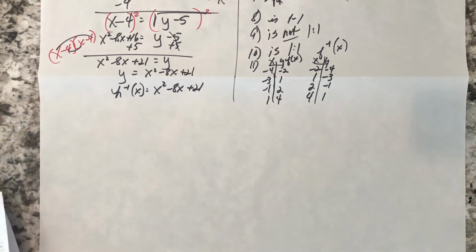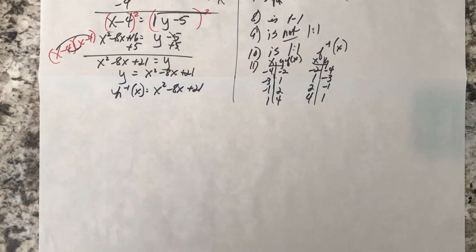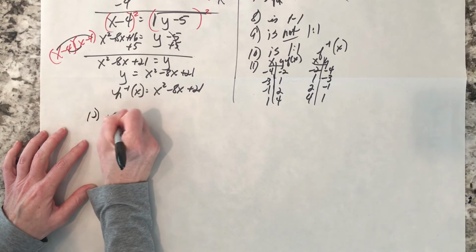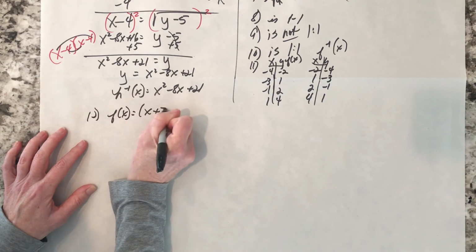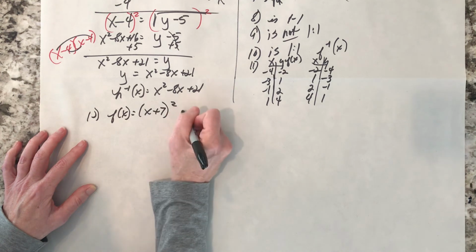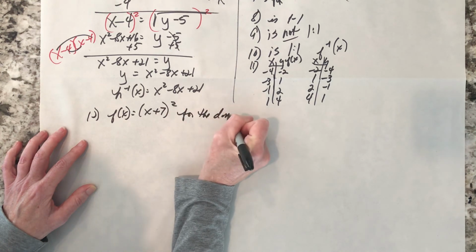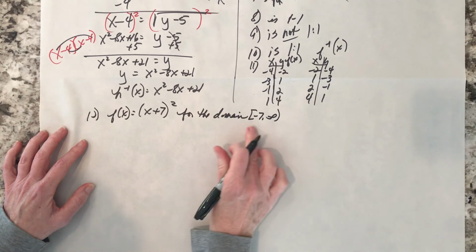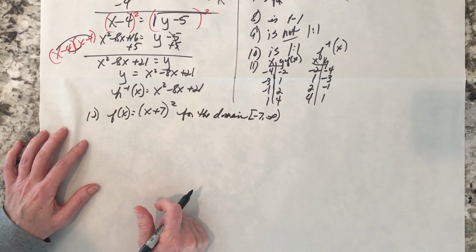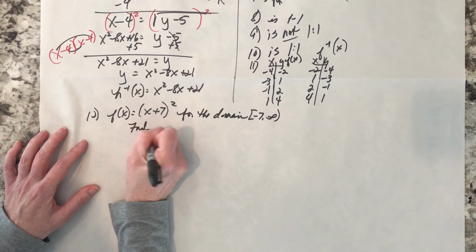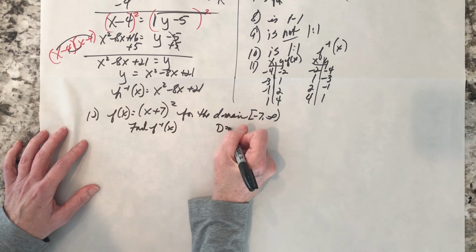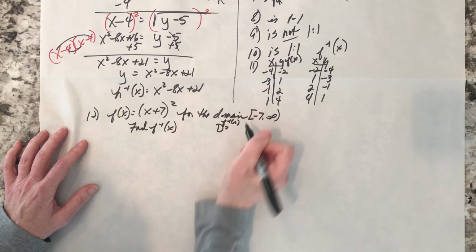Let's look at number 12. Is that where we are? Yeah, we are. Number 12. Okay. 12 says consider the function f of x equals (x + 7) squared for the domain, and this is such an important piece of what we're going to be looking at, and I'll show you what it means, for the domain of negative 7 to positive infinity. We need to find the inverse, find f of negative 1 of x, and we need to state the domain of f of negative 1 of x. So we need the domain.